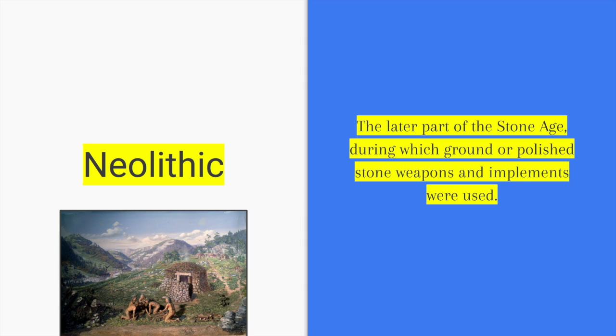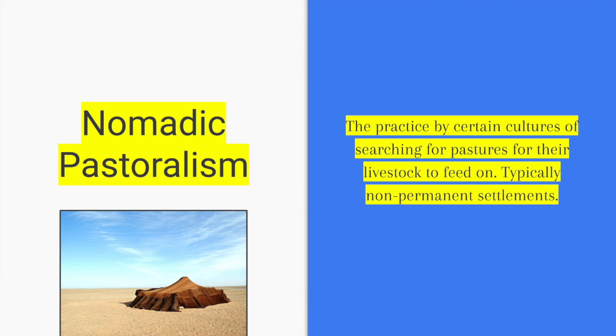So the first one is Neolithic. And when I use Neolithic, that's referring to the later part of the Stone Age, during which ground or polished stone weapons and implements were used. So think of late cavemen that have started living in huts, and even though the picture looks something like Europe, this didn't just occur in Europe, it occurred all over the world. So South and North America, Asia, Africa, even though they did differ in time period and stages.